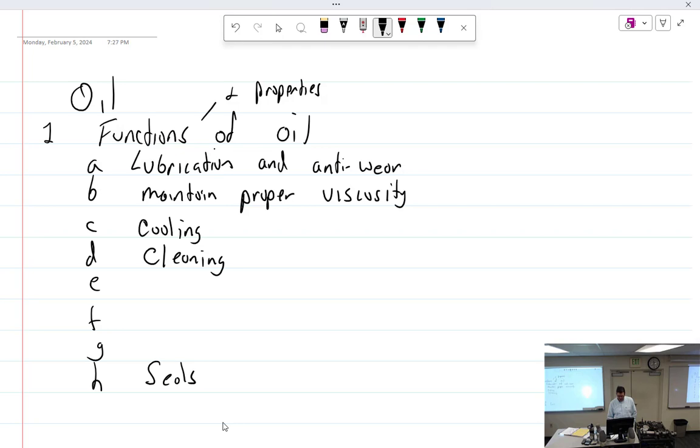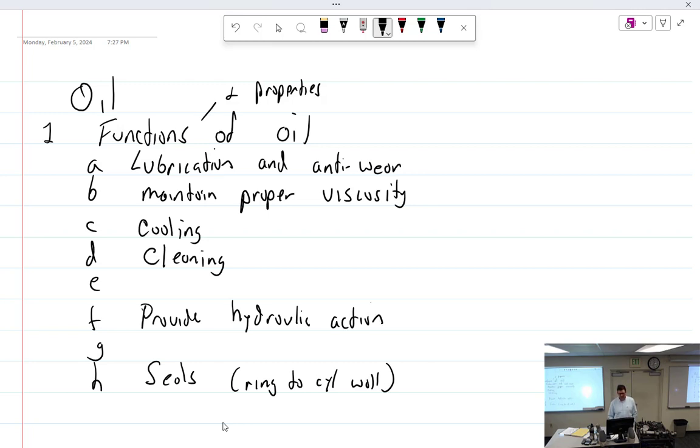Seals. Like ring to cylinder wall. Hydraulic tappets. What about hydraulic tappets? Pressurizing. Okay. Provide hydraulic action. Two more. It's getting harder. What does it start with? Is it a function or a property? Let's see. E would be function.